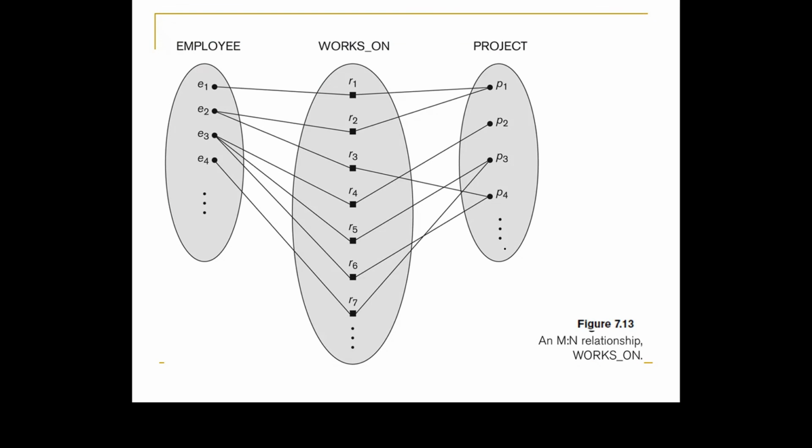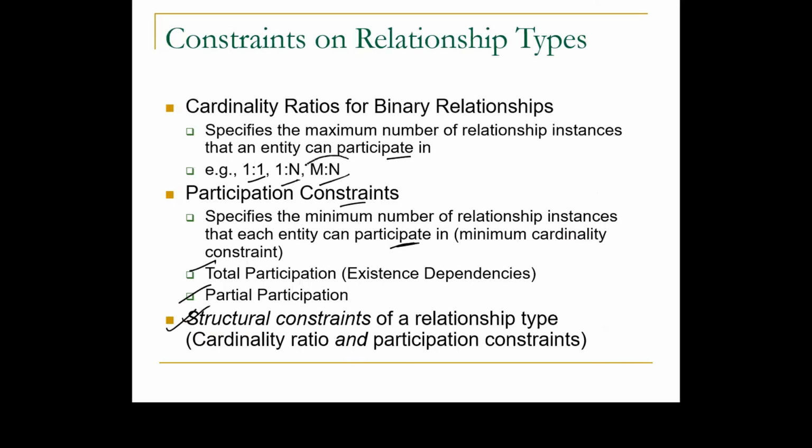So here you can see an m:n relationship. That means as many employees can participate in as many projects. Employee 2, the second employee, is participating in the works on relationship in project P1 and project P4. Employee 3 also does so. So it is participating in 3 projects, P2, P3, P4. So this is an m:n relationship. The cardinality is m:n.